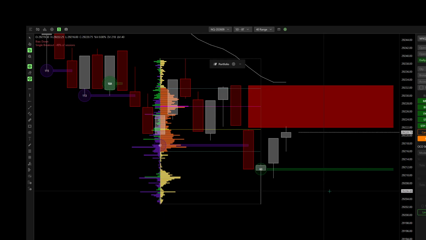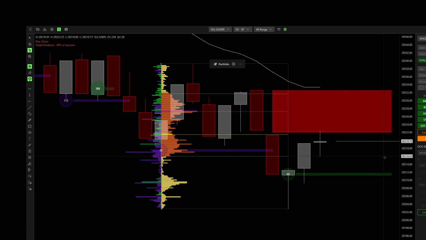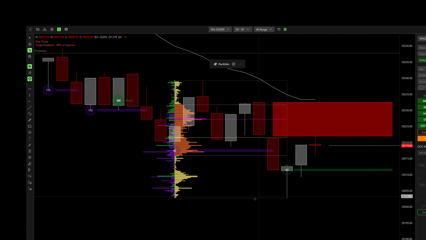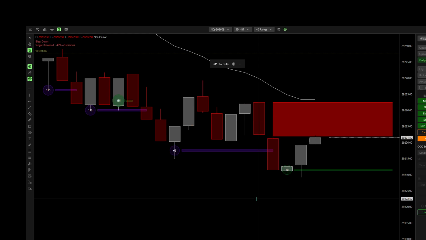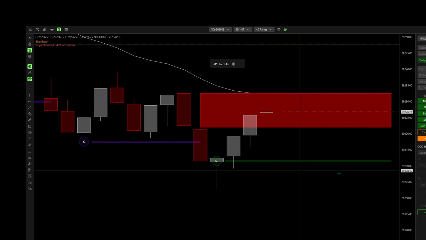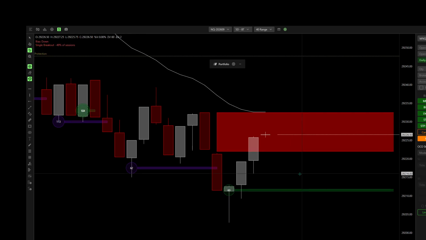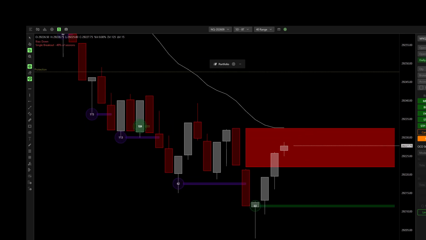Beautiful. Looking great. Still bearish. We break through this zone though, things are changing a little bit.